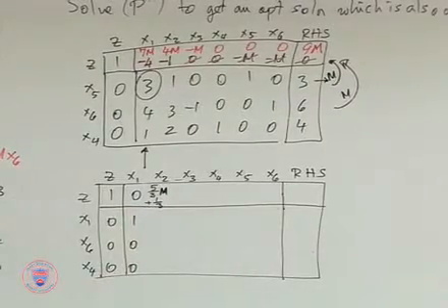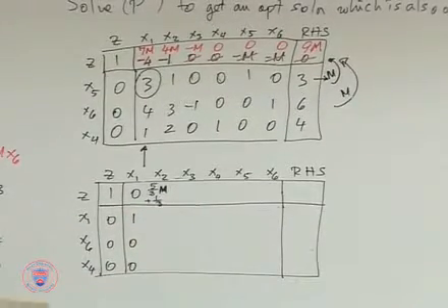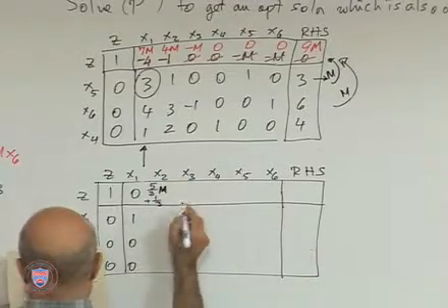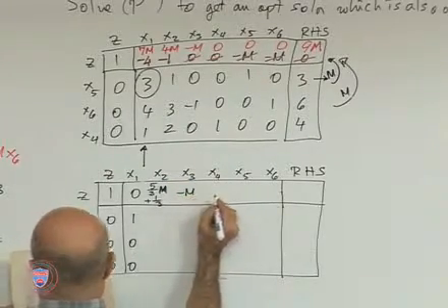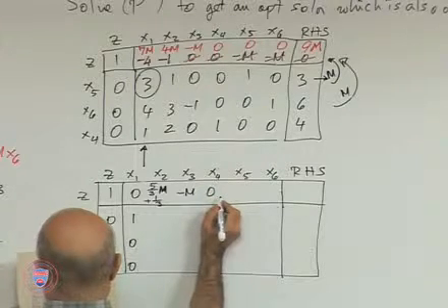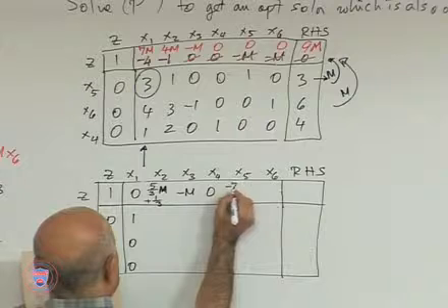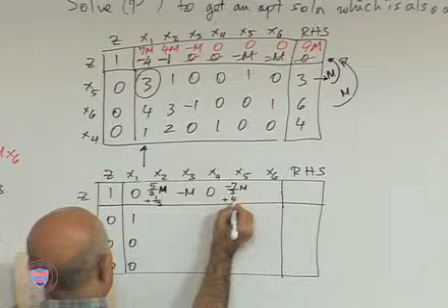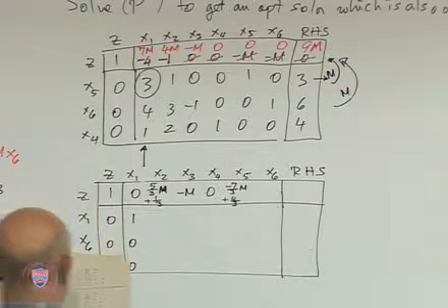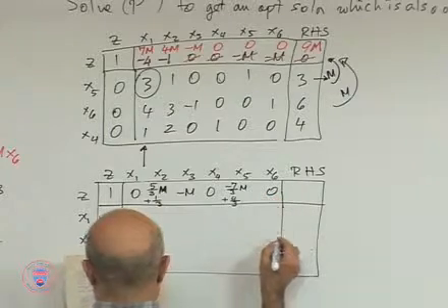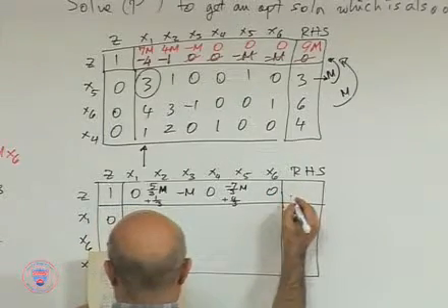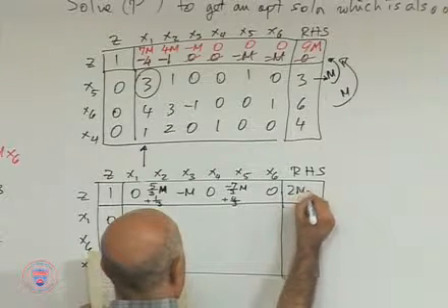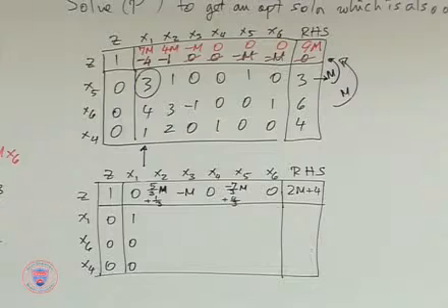X2 has a reduced cost of 5/3 M plus 1/3. X3 has a reduced cost of minus M. X4 has 0. X5 has minus 7/3 M plus 4/3. X6 has, well, it's basic, so it's 0. And the right side is 2M plus 4. We're just doing the regular pivoting operations, except that this M is a little bit difficult to manipulate. Nevertheless, you can do it.